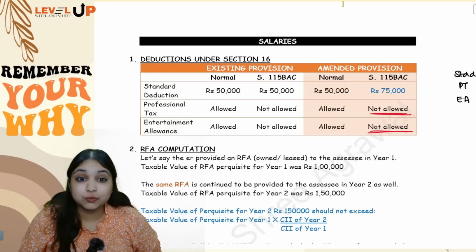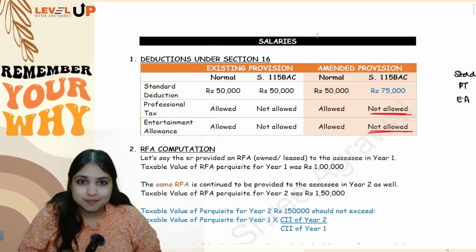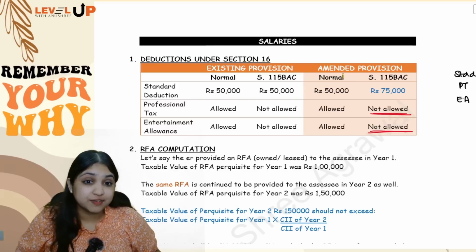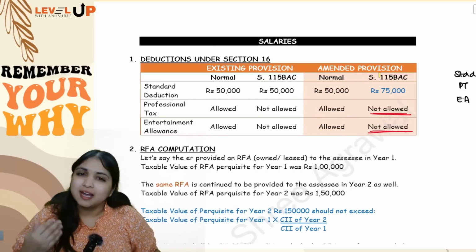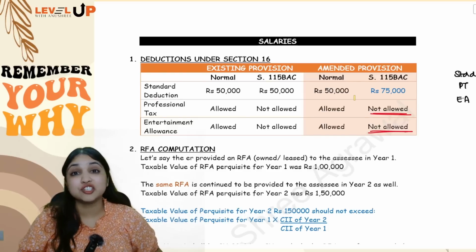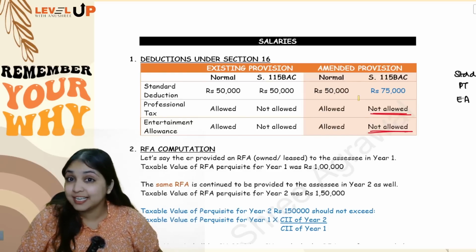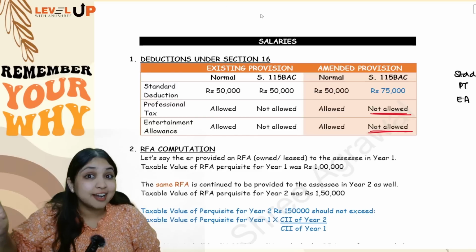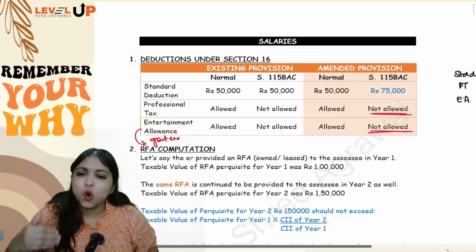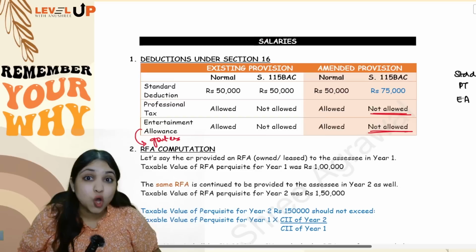So to conclude, in the salaries chapter, the main amendment is in section 16. In section 16, there is no change if assessee is following the normal regime. Assessee will still get 50,000 standard deduction. Assessee will still enjoy professional tax deduction. Assessee will still enjoy entertainment allowance deduction. And don't forget, entertainment allowance deduction is only for government employees. So all that will still remain the same in the normal regime.